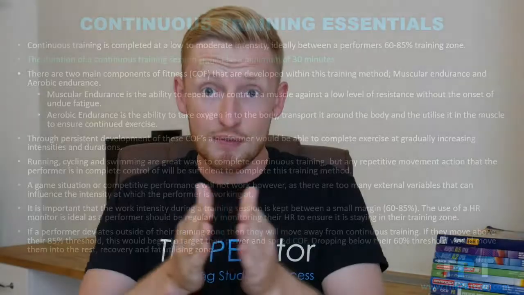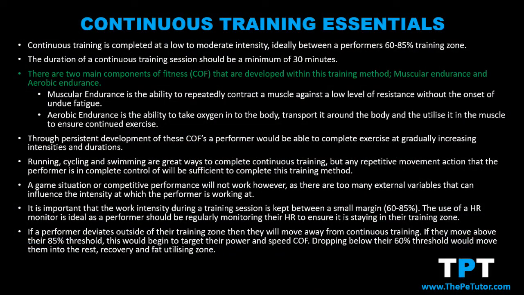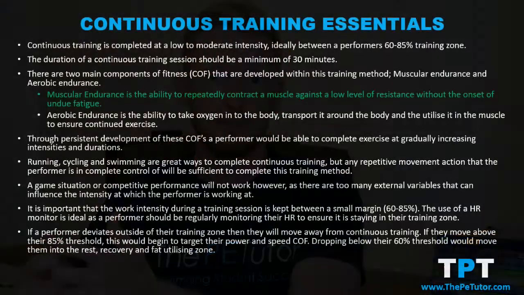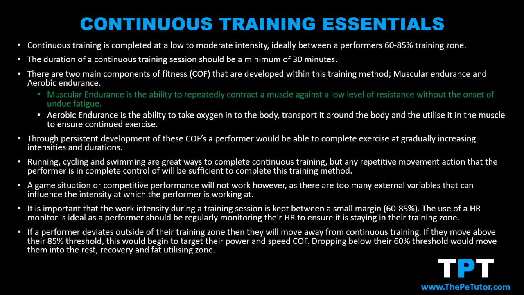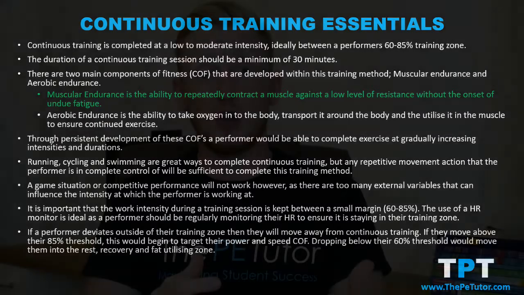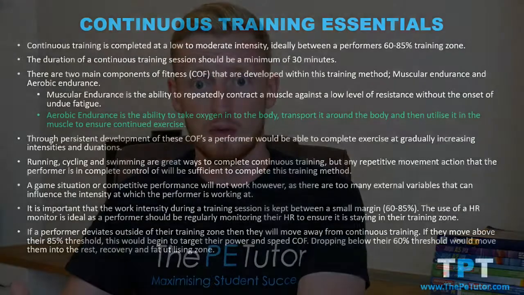To complete training of this duration allows us to target the two main components of fitness: muscular endurance and aerobic endurance. Muscular endurance is the ability to contract a muscle against low resistance multiple times without undue fatigue. So by completing 30 minutes of movement, be it swimming, running, cycling, we are going to contract a muscle over and over again against our body weight and not a lot else, thus developing muscular endurance.